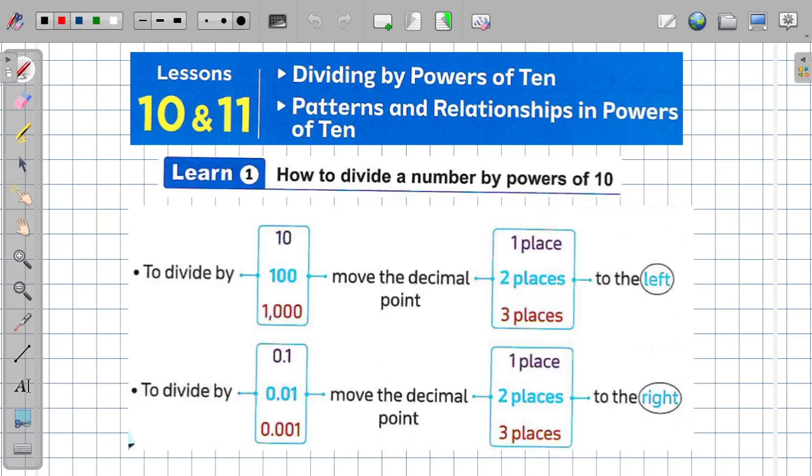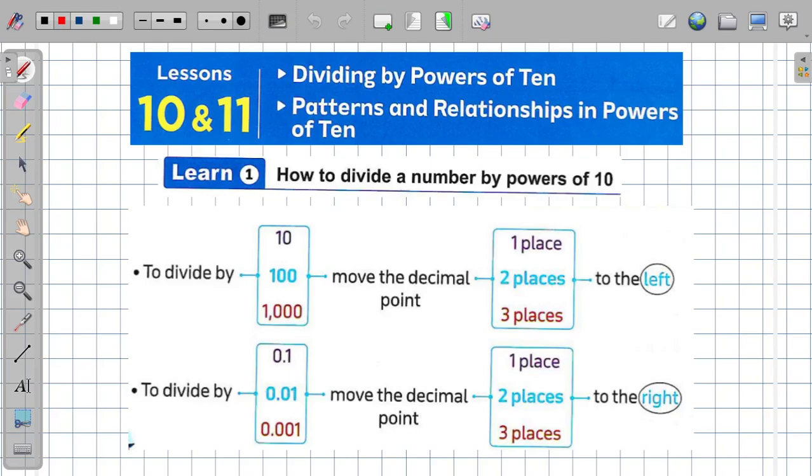Our lessons today are the 10th and the 11th lessons of the 5th unit of the 5th grade curriculum for the academic year 2024-2025. This unit talks about multiplication and division with decimals. Today we will talk about how to divide decimal numbers and decimal fractions by powers of 10.